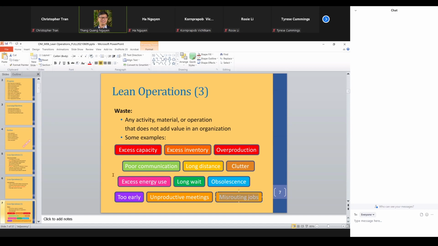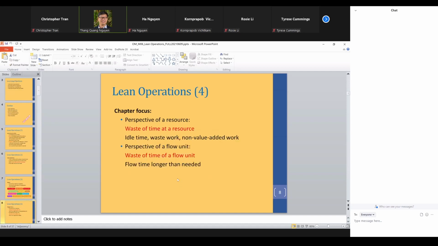So you know what? We have a long list of waste here, but it's only some examples. In reality, waste happens and exists in many forms. Sometimes it's quite delicate to realize that it is a waste, right? So we have to learn how to identify the waste effectively. And for that, we only focus on two perspectives to identify the waste. Otherwise, we will get lost, right?